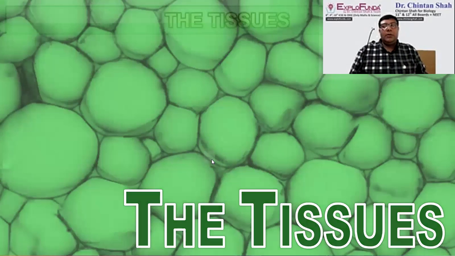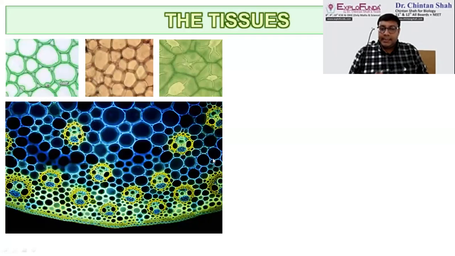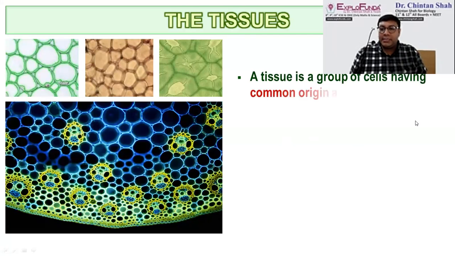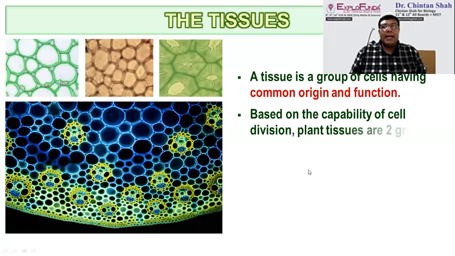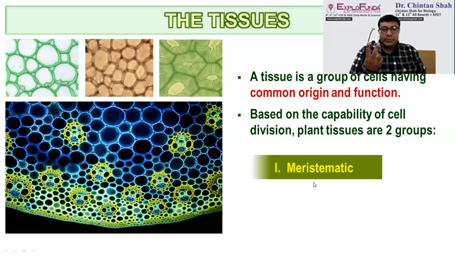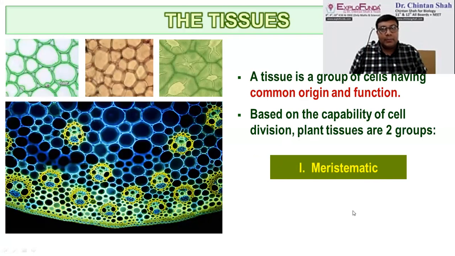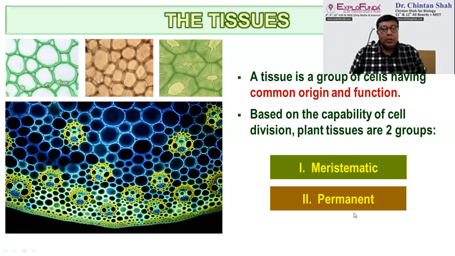I will show you one table also, so don't worry about that. A tissue is a group of cells having a common origin, function, and structure. Based on the capability of cell division, plant tissues are divided into two groups: one is known as meristematic, and the other is known as permanent tissue. What do you mean by the meristematic tissue?